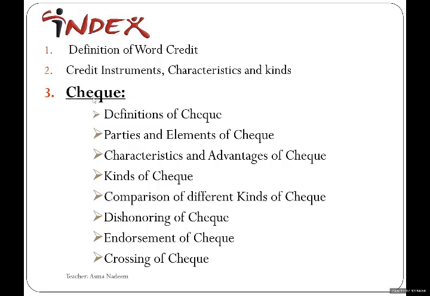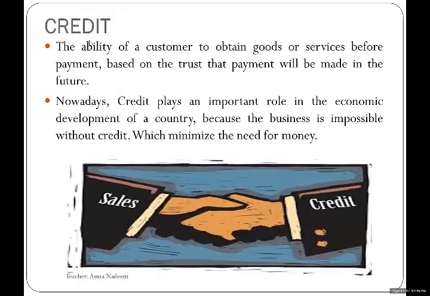Before starting the instrument, which is a check, we need to know why we are saying these are credit instruments. So now look, what is credit? The ability of a customer to obtain goods or services before the payment, based on the trust that the payment will be made in future. Simply, in simple words, credit means loan. We give someone money or a service or good. Over here we are talking about goods. The ability of a customer to obtain goods before the payment, like you have not paid for the good, you have not paid for the service, but you already availed the service, you already took the good.